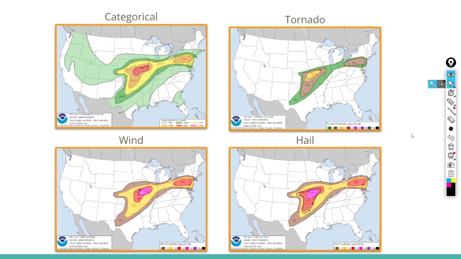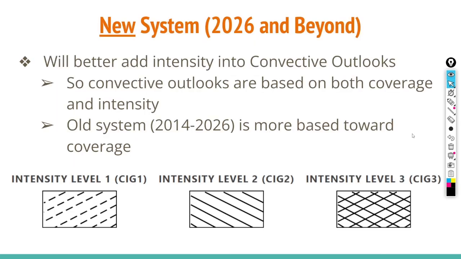So this is the current system. Now we're going to talk about the new system. The new system is going to add intensity to it. So now we will be able to have both coverage and intensity in our outlooks. Again, the old system is more based on coverage, with a little bit of intensity from that hatched region. With the new system, they pretty much got rid of that hatched area, but implemented 3 new hatched areas.